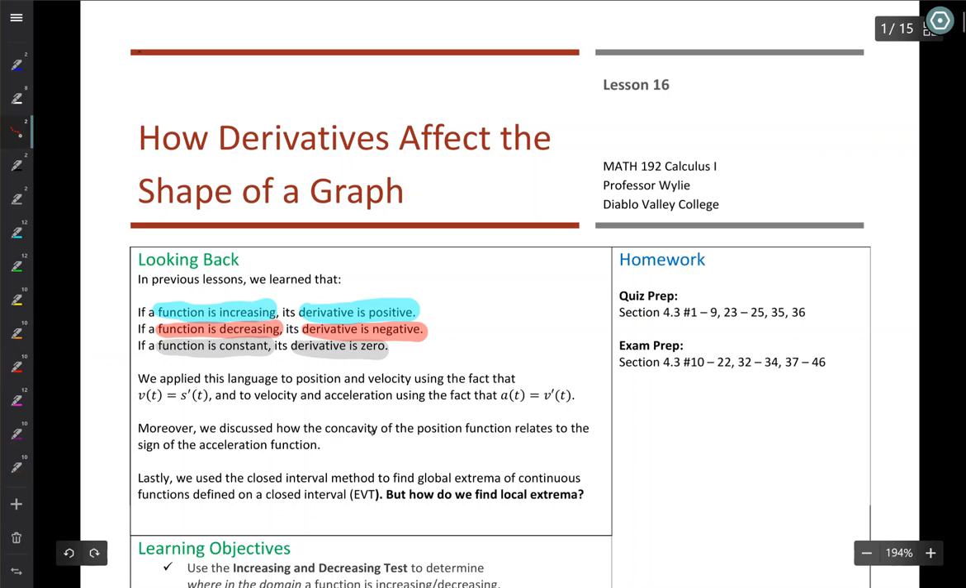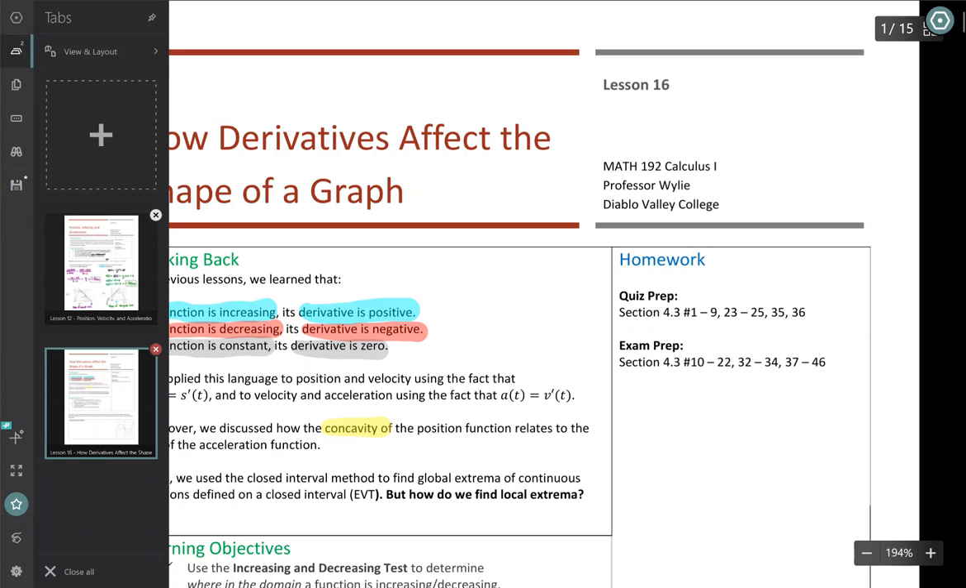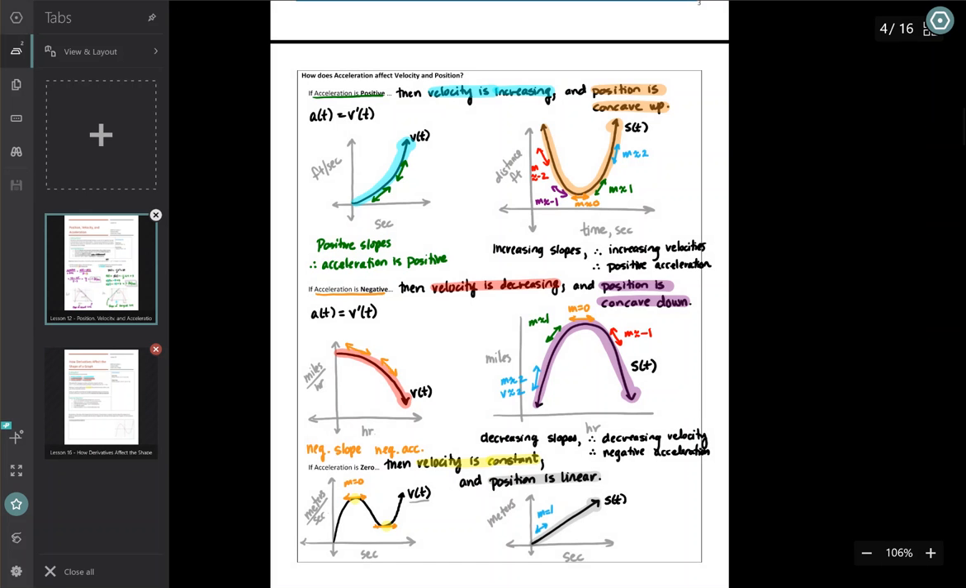We've also discussed concavity before in context. If my acceleration function is negative, we saw that the position function was concave down. If acceleration was positive, we saw that our position was concave up. And that is from our lesson 12 here. And I encourage you to go back and look at that if you want to.